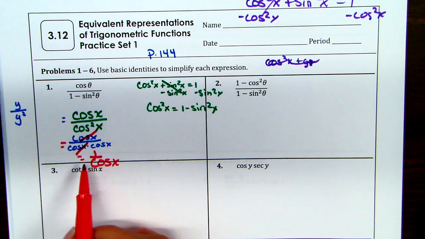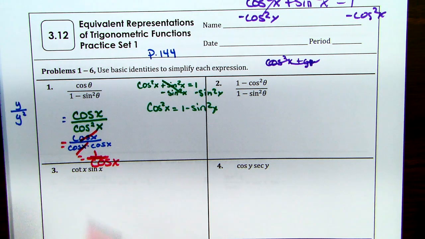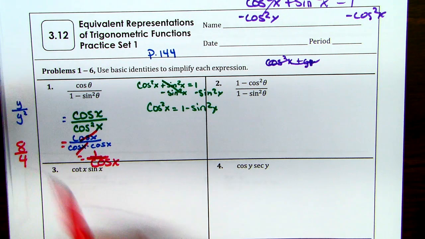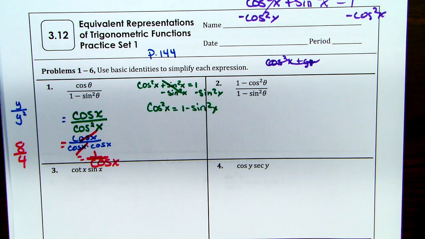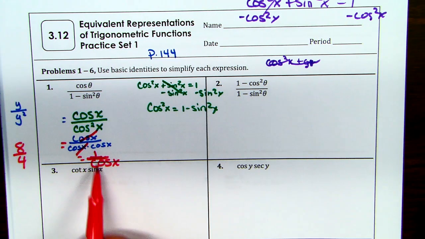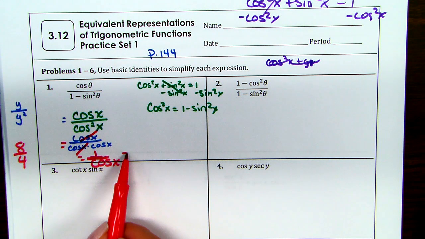Is there any way I can simplify that further? In other words, if I had 8 over 4, would I leave it as 8 over 4? I would write it as 2, right? We would never leave that. If I can make this fraction any simpler, I would.